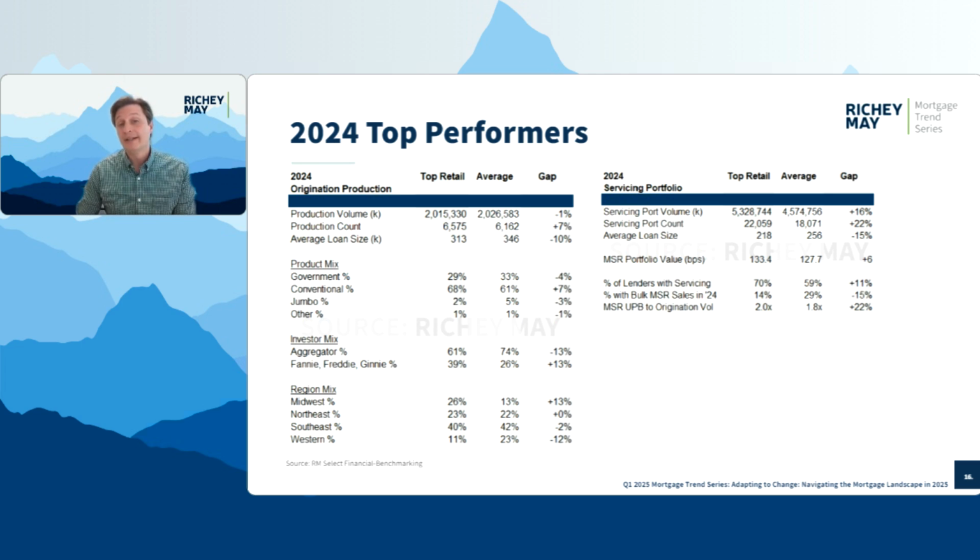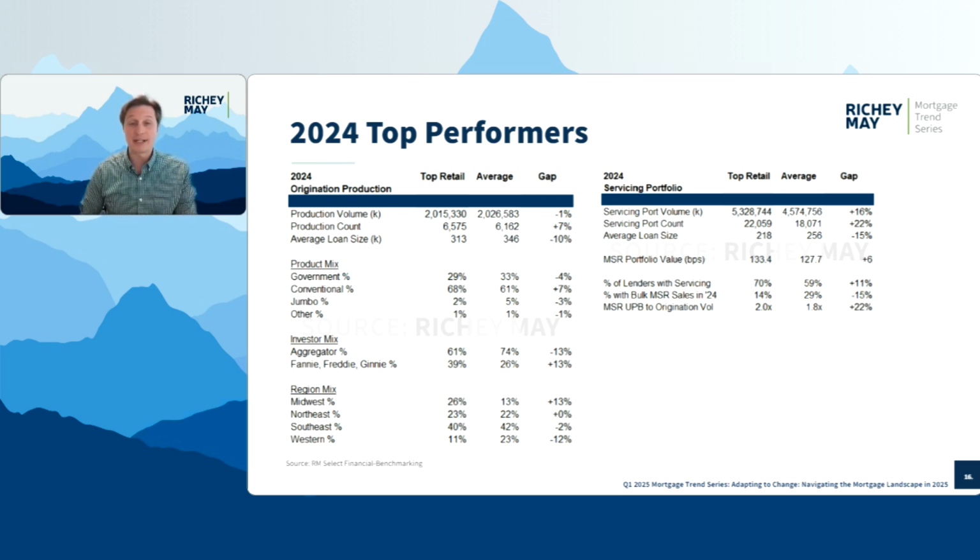The other thing I would like to point out is, if you go a few lines down to the percent of lenders with servicing, you'll notice in the top retail group, not everyone is servicing. There's 30% of the lenders in that group who don't have a servicing portfolio. So they're not subsidizing their origination platform with servicing. They're actually in the top performers group because their origination platform is profitable. Now, the top performers have more lenders who are servicing. There's a 10% difference there, but it doesn't really make the difference.